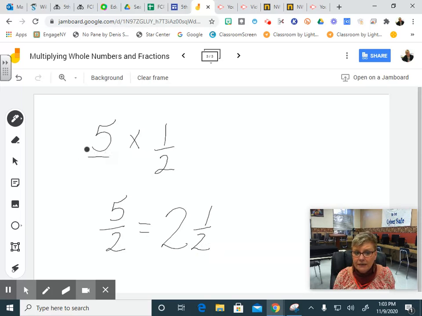Some people like to write it and put a 1 under the bottom of the 5, so it'll have a denominator, but it doesn't matter. The whole number, you're repeating it 5 times. So you're going to have 5 of those and keep your denominator.